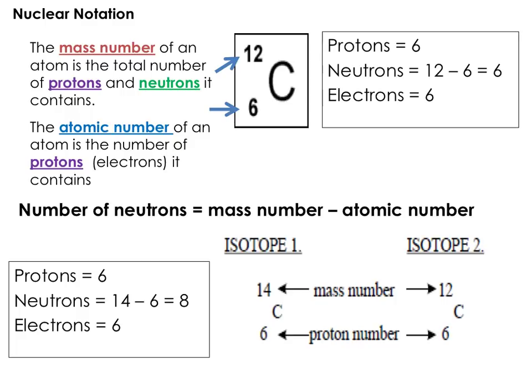We can now apply this to the other isotope of carbon, so carbon-14. Remember, we've got another isotope here. So if we do the same process again, we start off with the bottom number, the atomic number. We can see we've got 6, so we've got 6 protons.